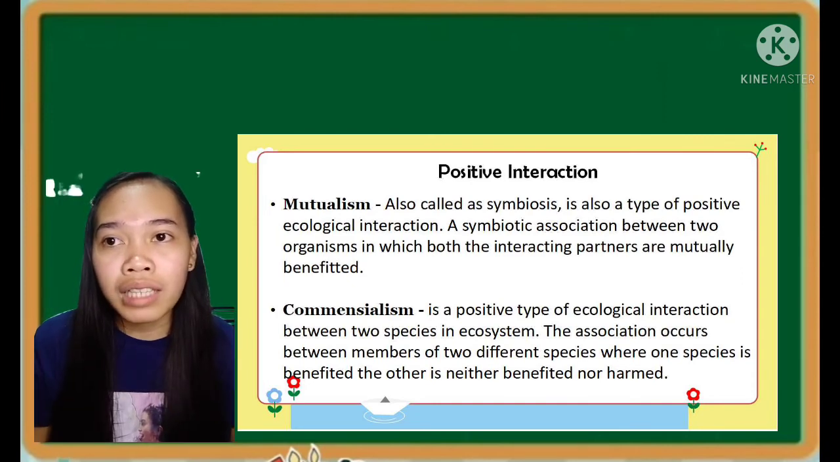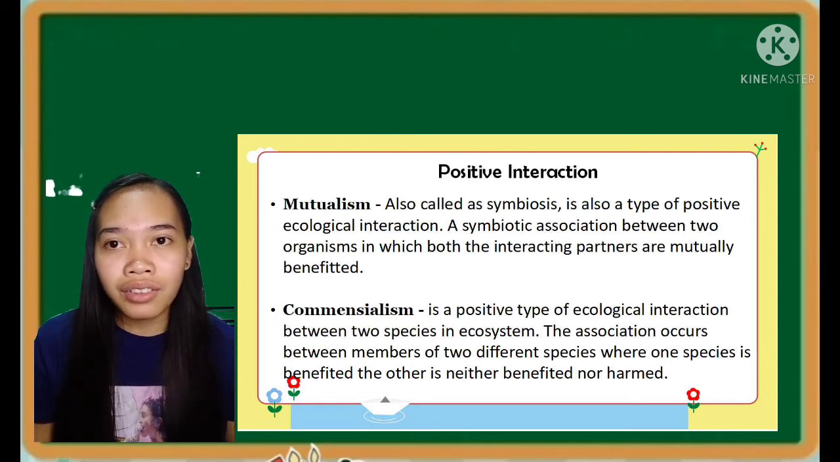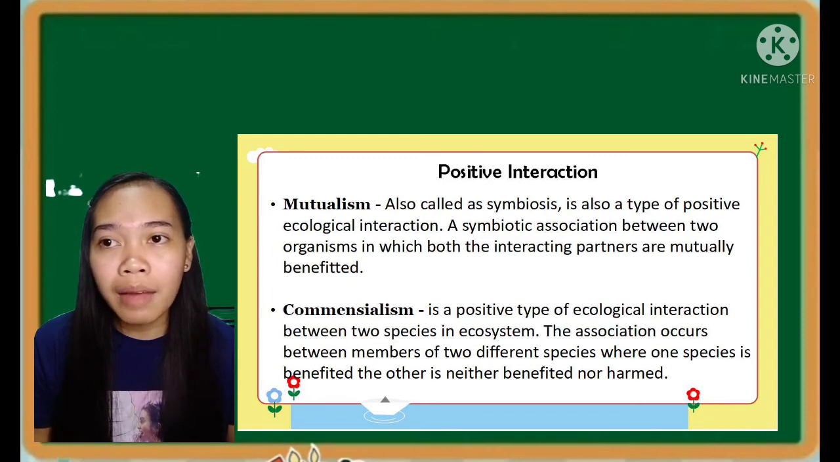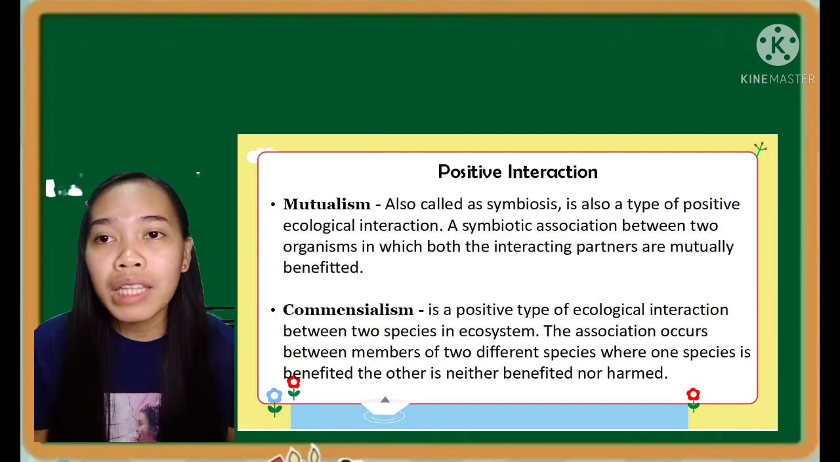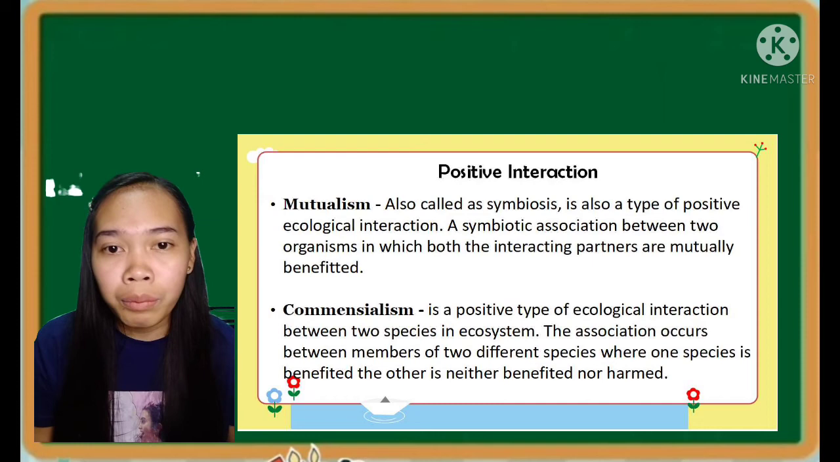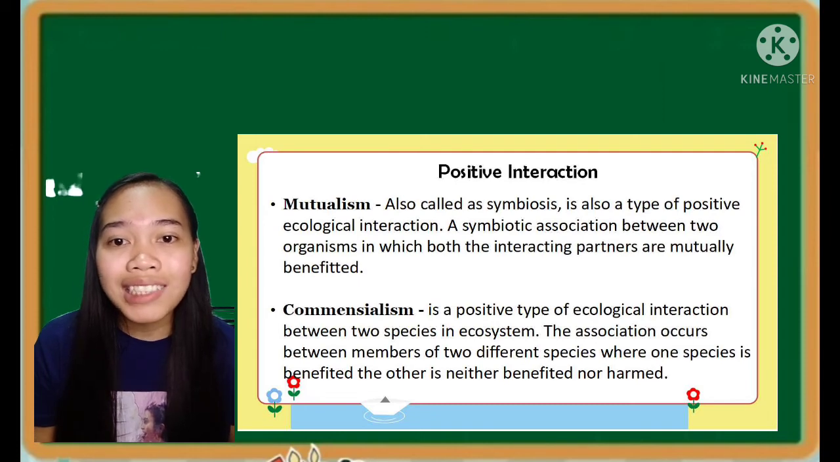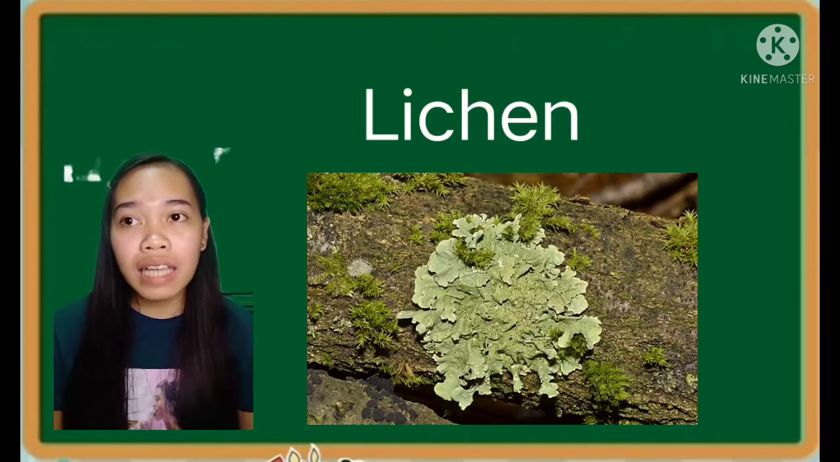Mutualism is also called symbiosis. It is a positive type of ecological interaction. Mutualism is a symbiotic association between two organisms in which both the interacting partners are mutually benefited. Mutualism is different from proto-cooperation in the sense that mutualism is obligatory and none of the partners of mutualism can survive individually. One example of mutualism is lichen.